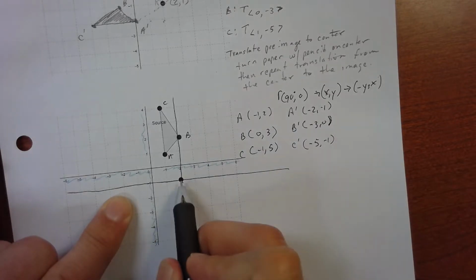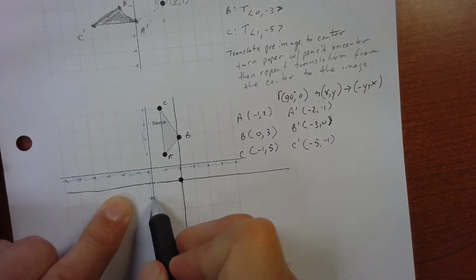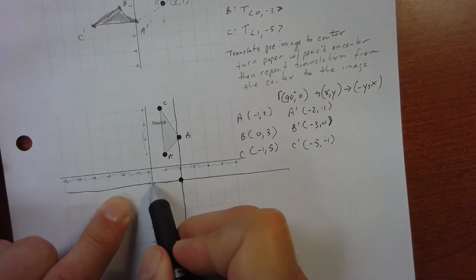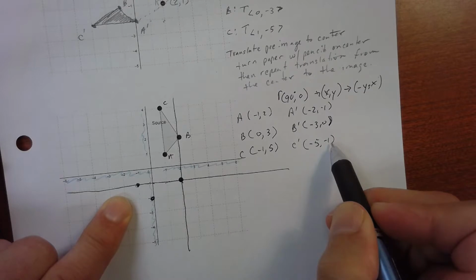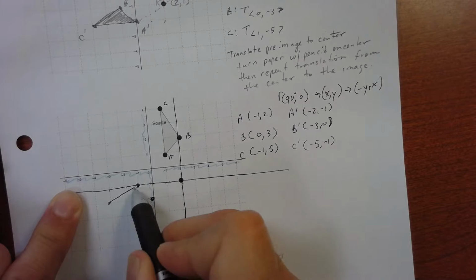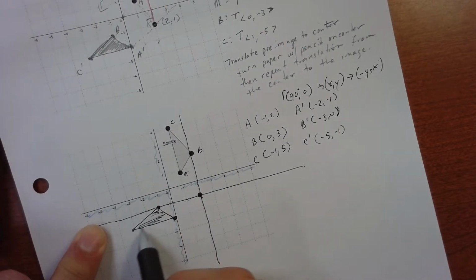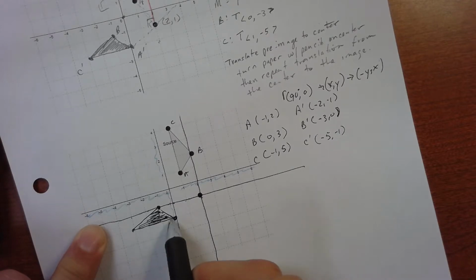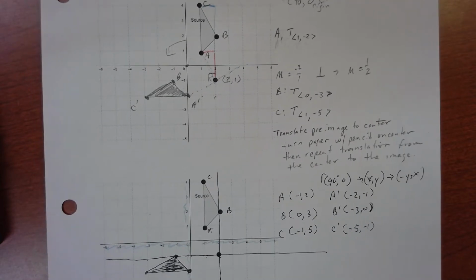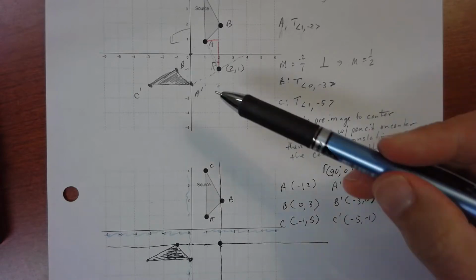So now we go over here to our new center, and we just do it. -2, -1. -3, 0, 1, 2, 3. And then -5, -1. 1, 2, 3, 4, 5, down 1. Connect them up. Okay, so there is method number 2, and I think you can see by the looks of this that it did end up in the exact same place as the previous one up above.